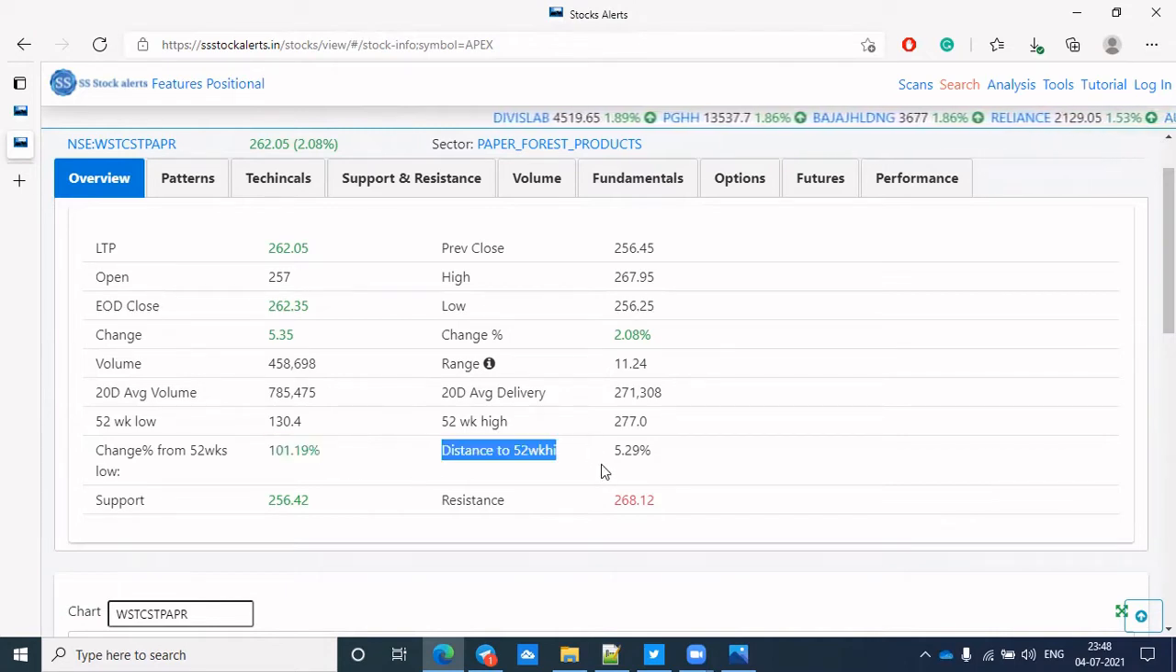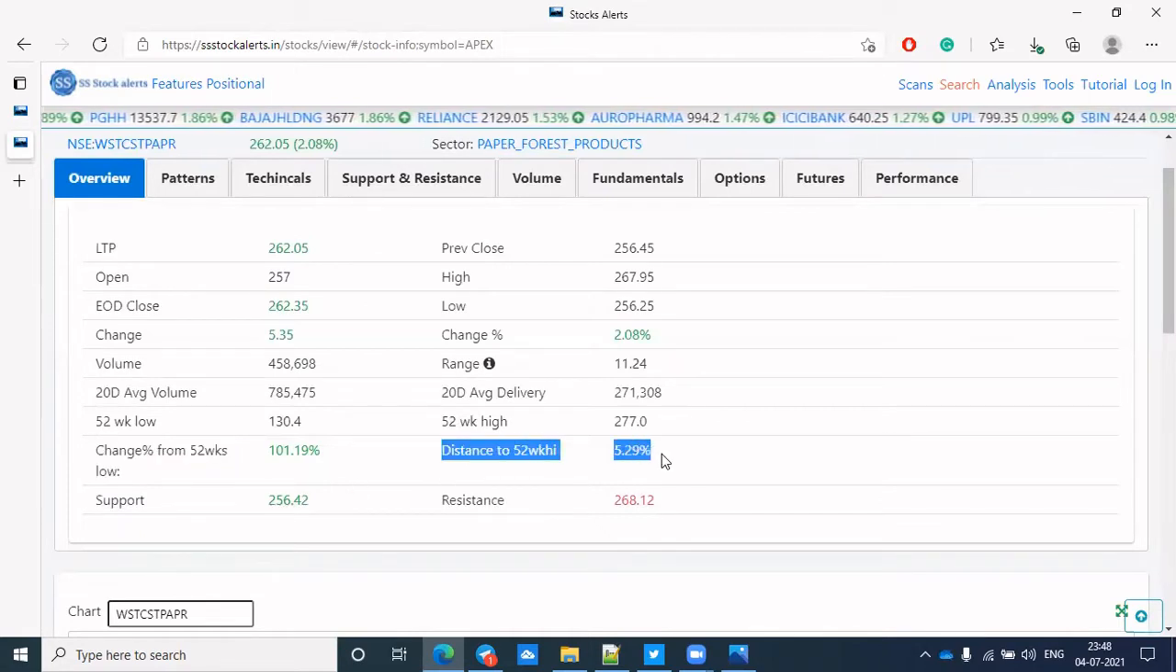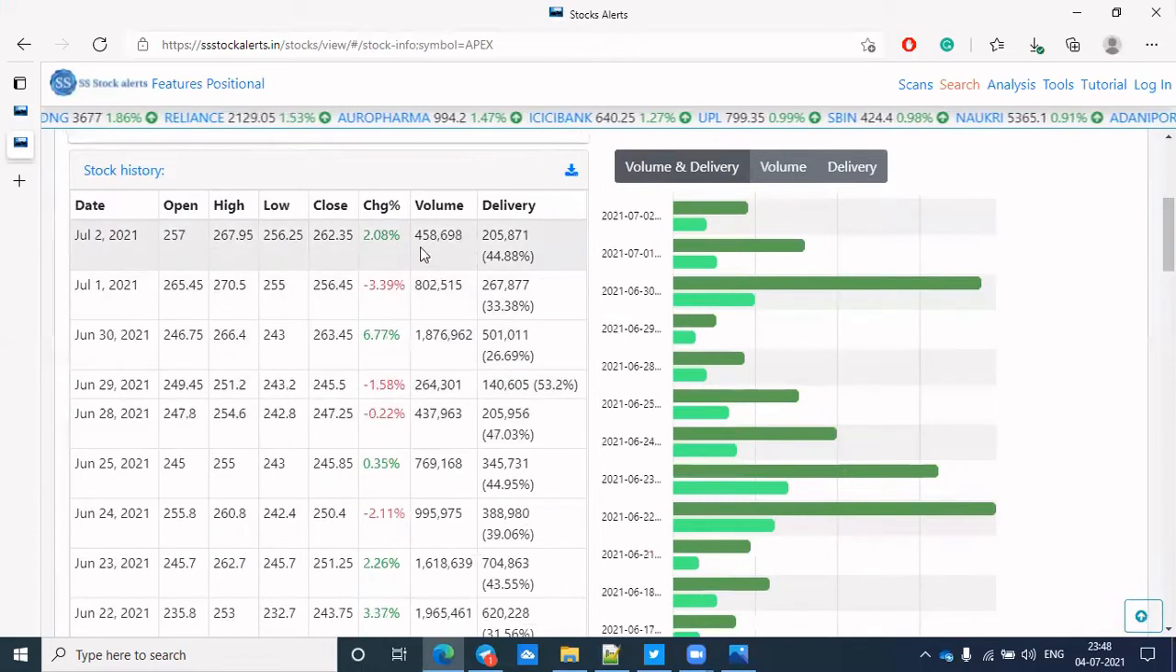The next check is how much distance it has from its 52 week high. It is just 5 percent. So whenever there is a breakout, it can easily hit that new 52 week high. So this is also okay. Always look for at least 90 to 100 percent up from the low, and the distance should not be more than 20 percent from the 52 week high.